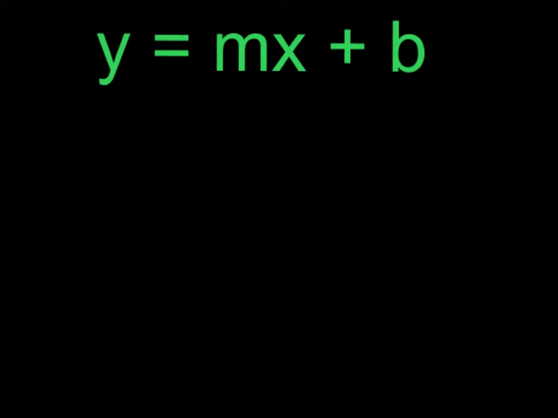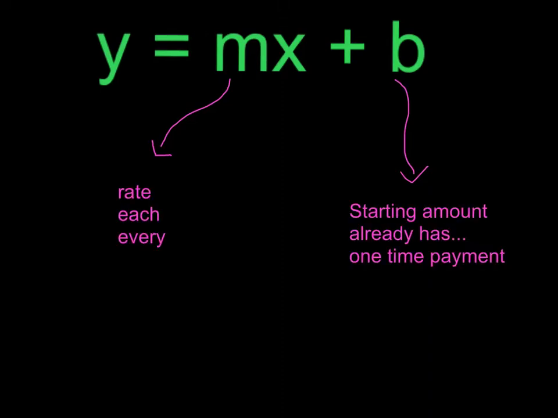So let's remember, we have m, which represents slope, and the b, which represents y-intercept. But let's go back and think about what words we want to look for in a story problem that we can correlate to slope and y-intercept. In the story problems, we want to look for the words rate or each or every, and that will correspond to your slope, or m.